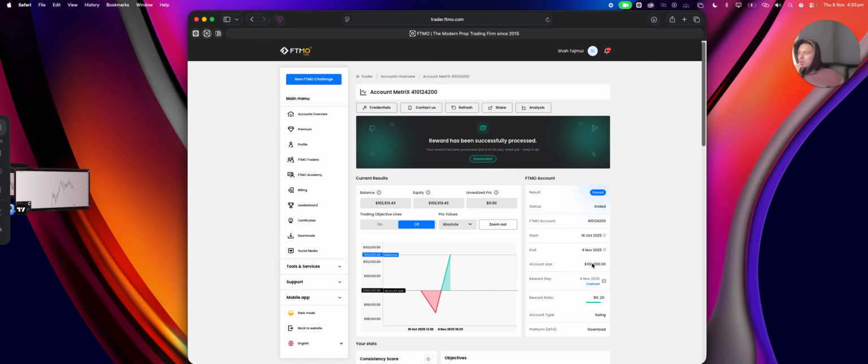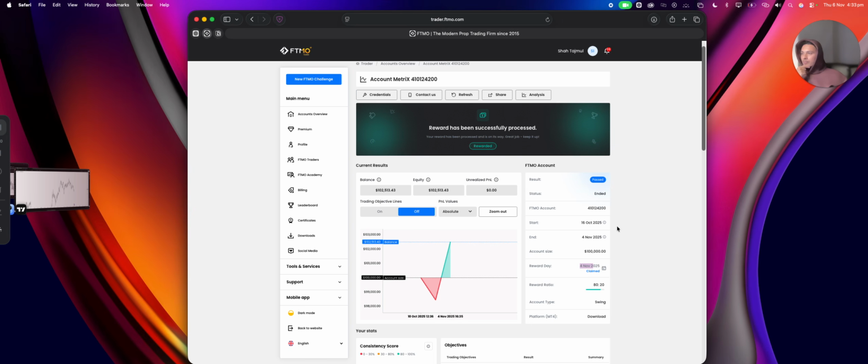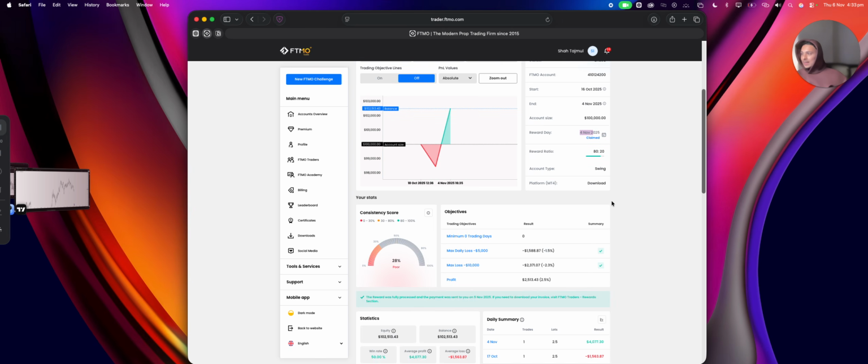This was for this account, so we extracted 2.5%. Reward was processed yesterday. Reward date was on the 5th. I think we processed on the 4th, and we got a payout yesterday on the 5th, the next day. Let's just go over some of the stuff again.